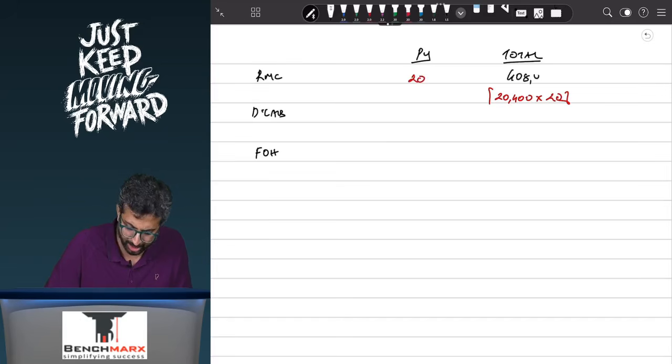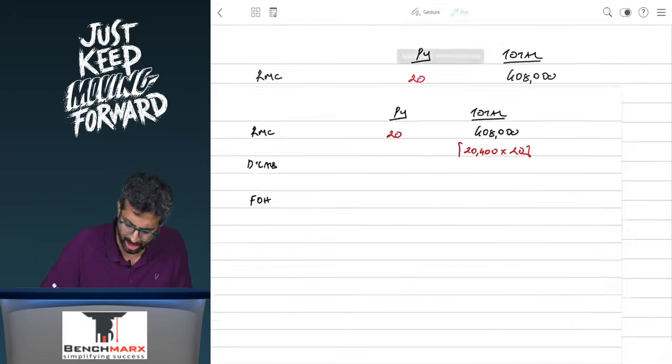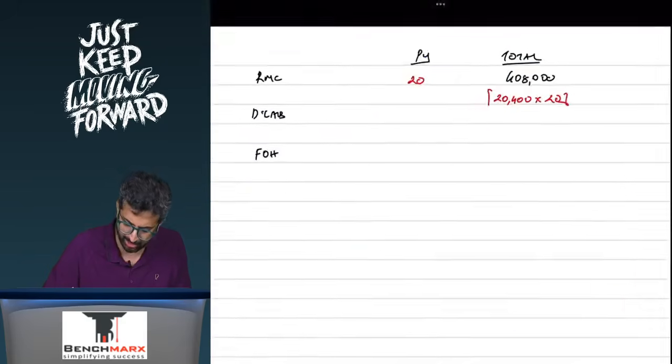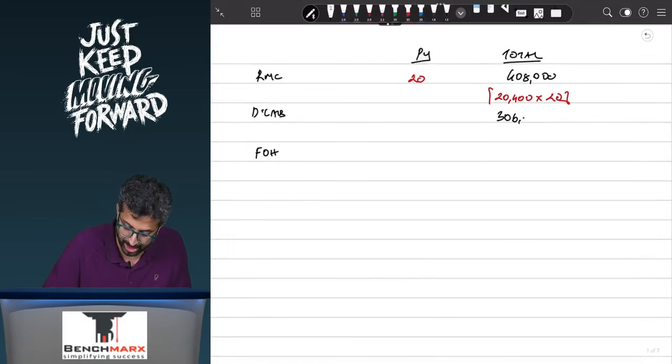Apart from that, labor. Now assuming otherwise, labor will be variable, and hence if I go to see, there will be 3,06,000. I will say 3,06,000 is my variable labor cost. 3,06,000 divided by 20,400 is the units which are produced during the year for which labor must have been spent. So this is 15. So this is divided by 20,400 units, and now comes the problem.